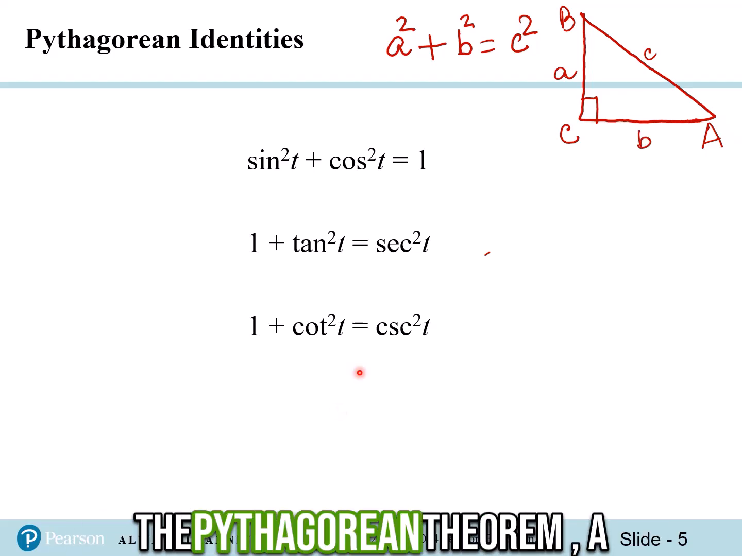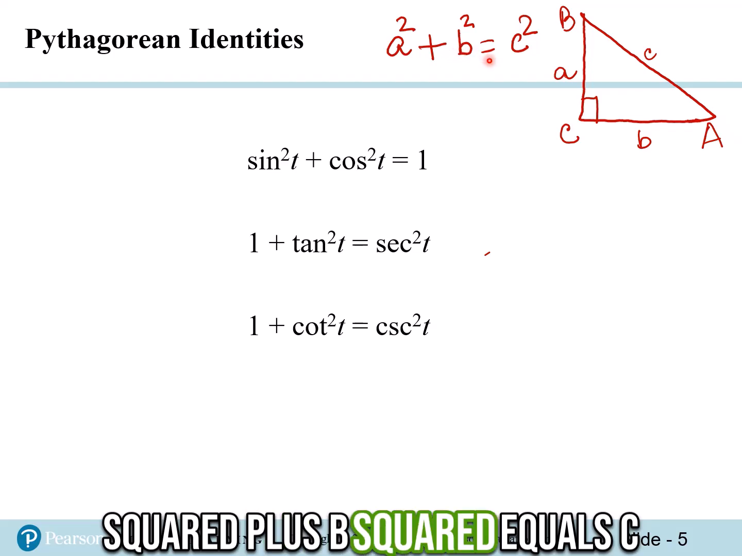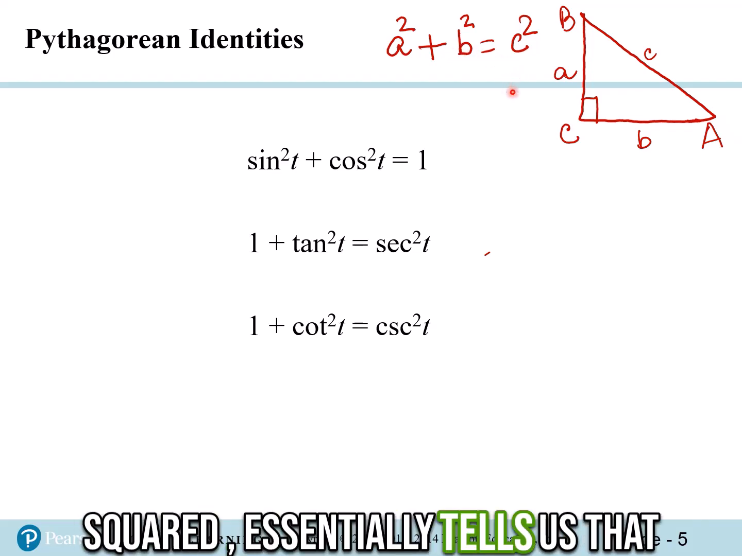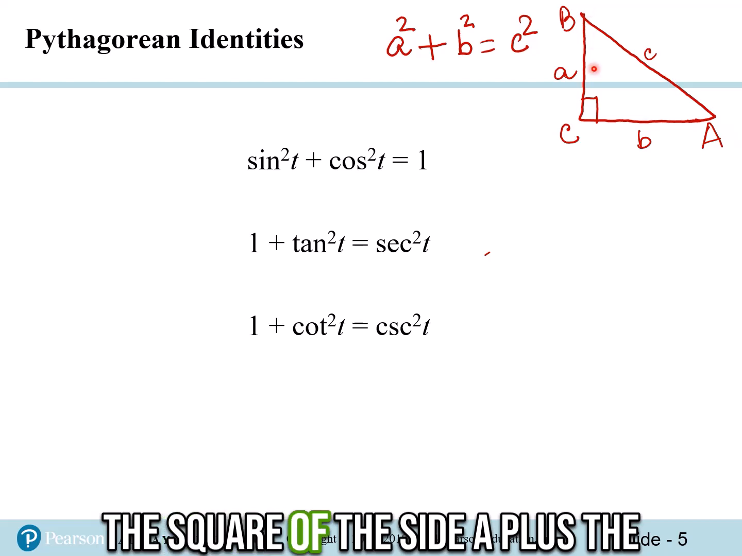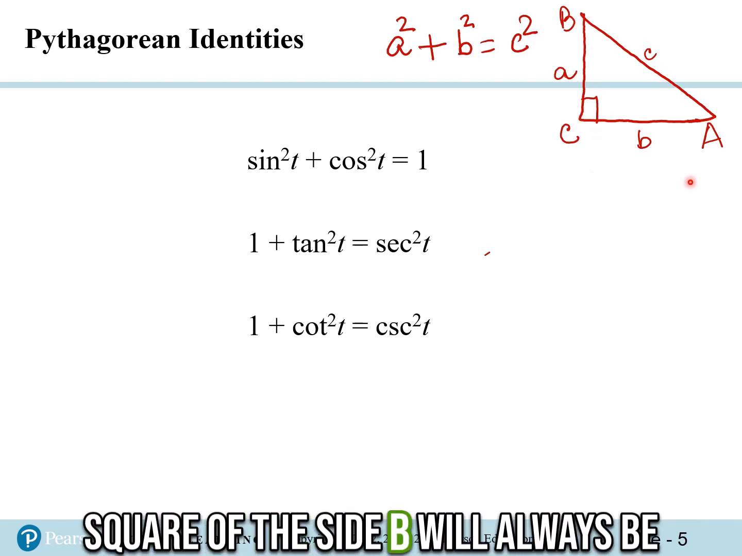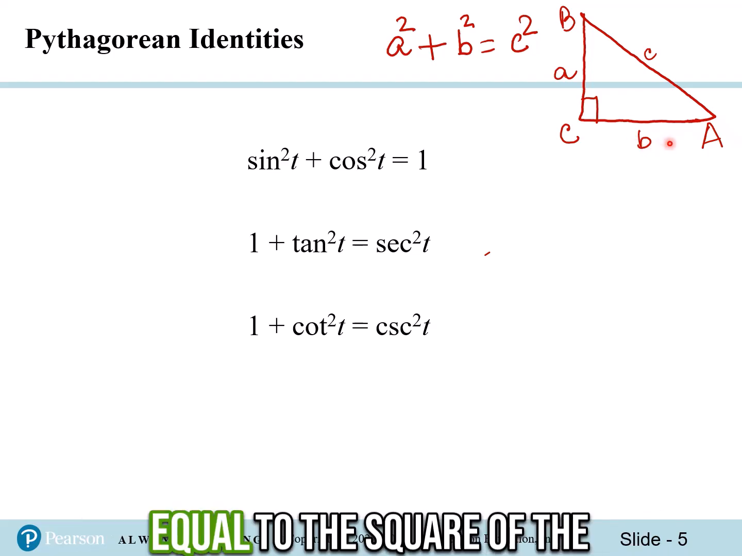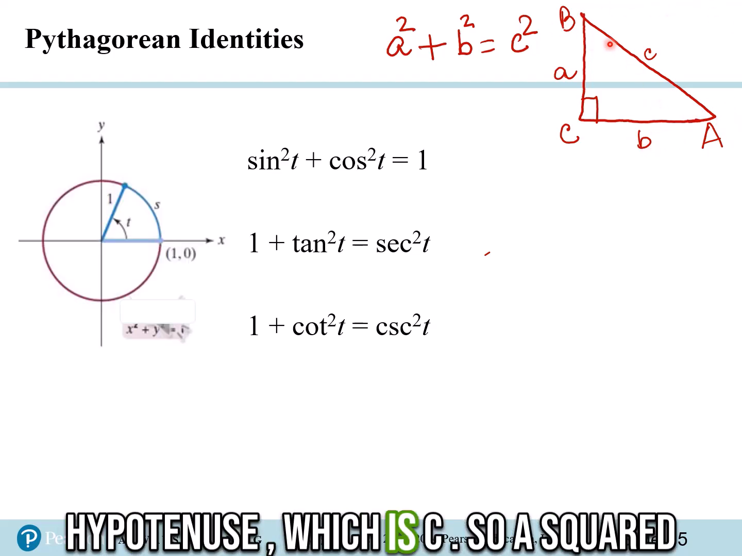And what the Pythagorean theorem a squared plus b squared equals c squared essentially tells us is that in any right angle triangle, the square of the side a plus the square of the side b will always be equal to the square of the hypotenuse, which is c.